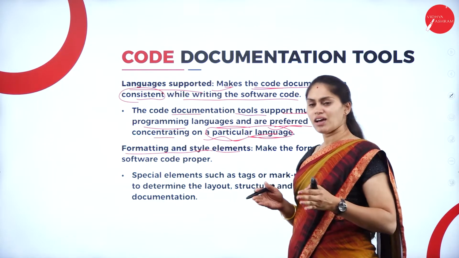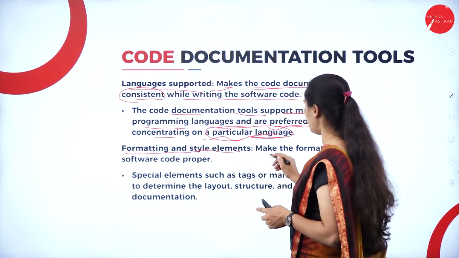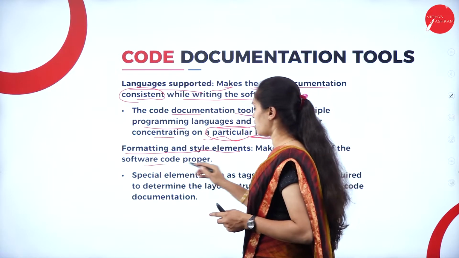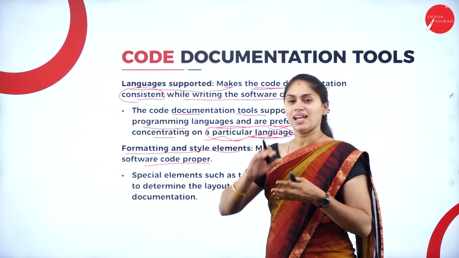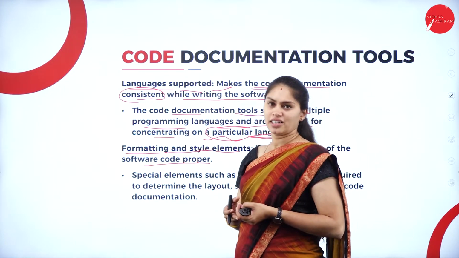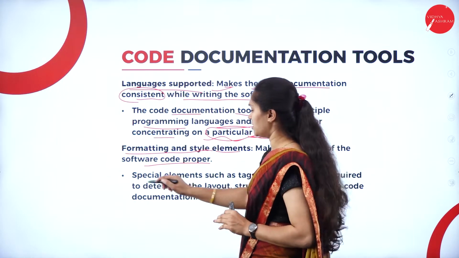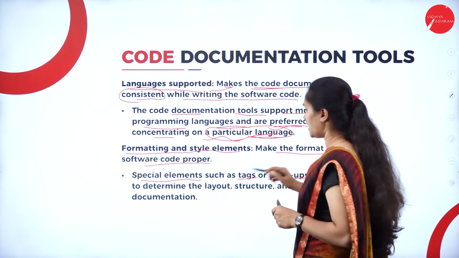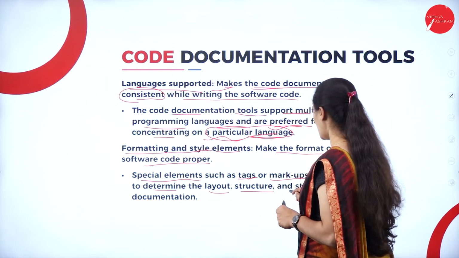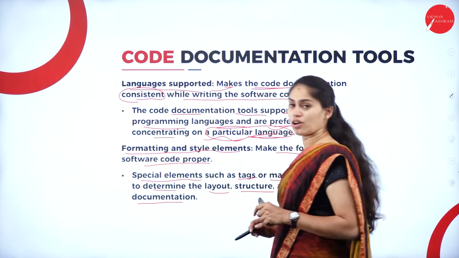When we have these formatting and style elements, they make the format of the software code proper. It is going to have some style and layout to display the content in a readable form to the user. Special elements that include tags or markups are required to determine the layout, structure and style of the code documentation.